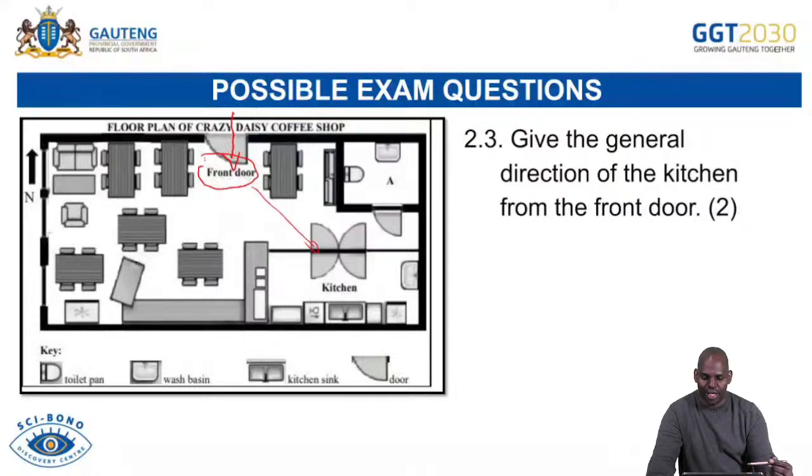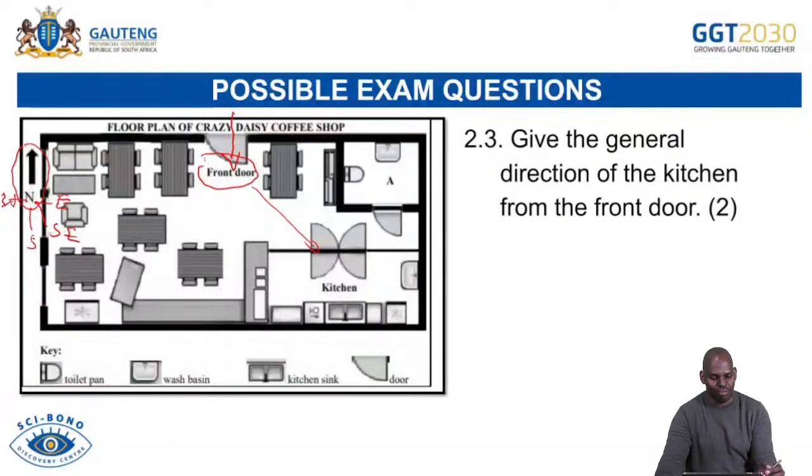Now the question is, give the general direction of the kitchen from the front door. Now there's our compass. We must be able to interpret it. Okay, so obviously, if this is north, this is east, this is west, and this is south. Between east and south we've got southeast, and between north and east we've got northeast. But you can see that from this one, after the interpretation of our compass, this will definitely be southeast.